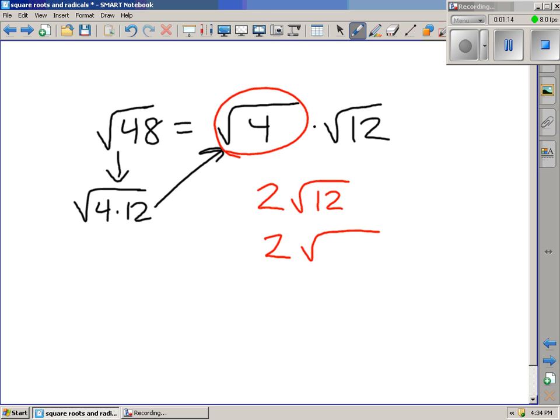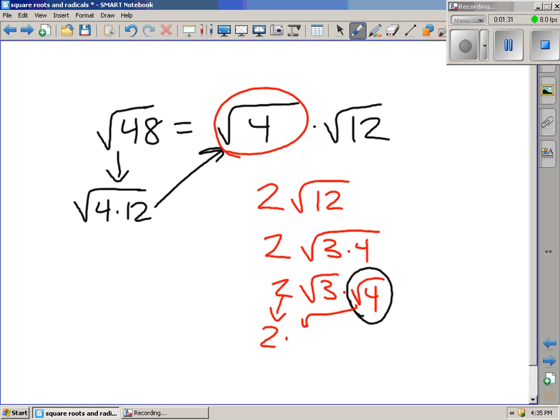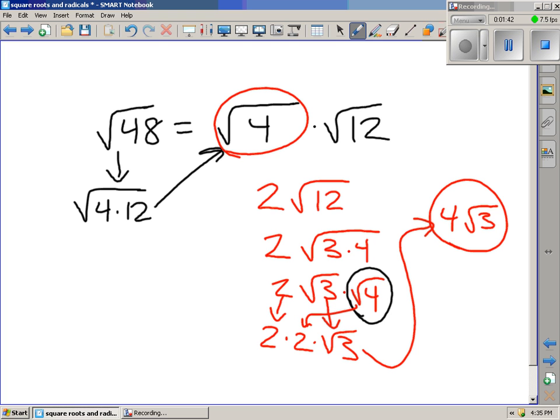The square root of 12 is equal to the square root of 3 times 4. And then we can break that down into the square root of 3 times the square root of 4. Once again, the square root of 4 is equal to 2. So instead of having just one 2 up front, now it's also going to be multiplied by another 2. And then we carry down the square root of 3. 2 times 2 is equal to 4. So the final result is going to be 4 times the square root of 3.